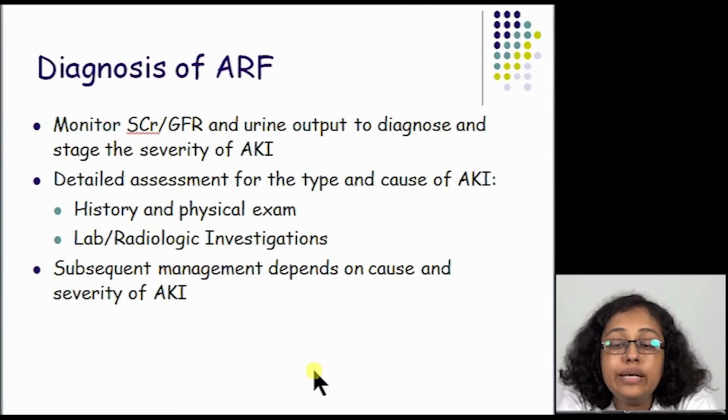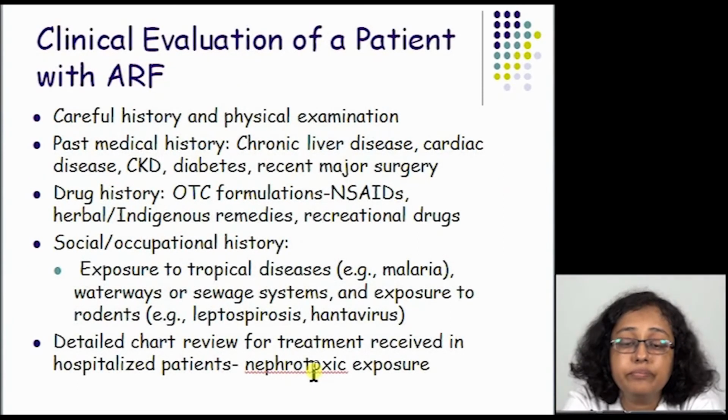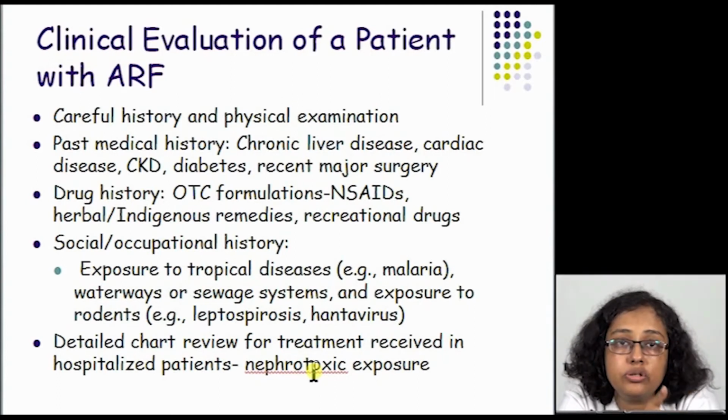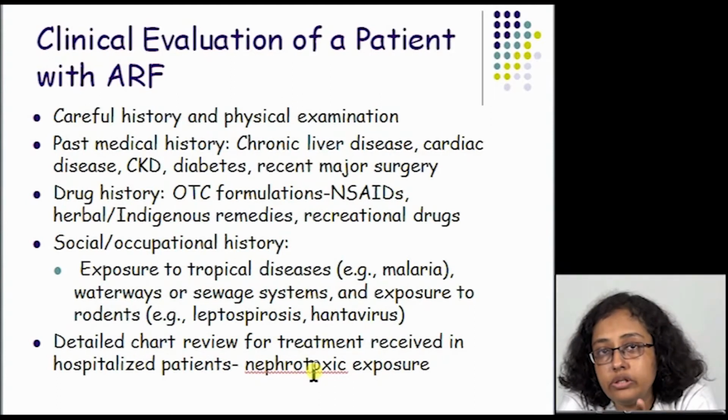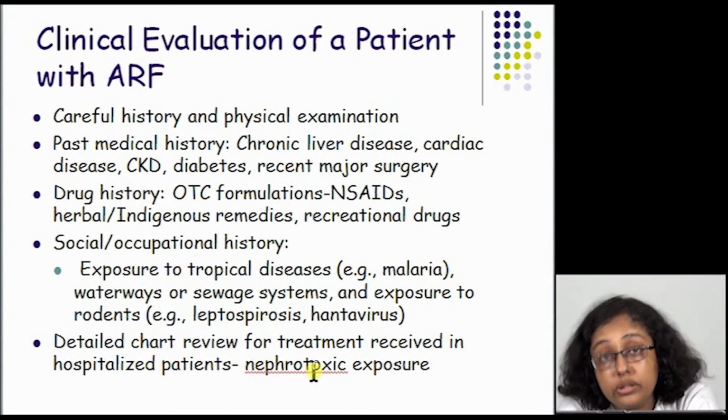And then you do a detailed assessment for the cause of acute renal failure. And the subsequent management will depend on the cause and the severity of the disease. Now, when we are evaluating a patient for acute renal failure, we know based on the serum creatinine and the estimated GFR and the urine output that the patient has acute renal failure. Now, why did the acute renal failure develop? We need a careful history and detailed physical examination.